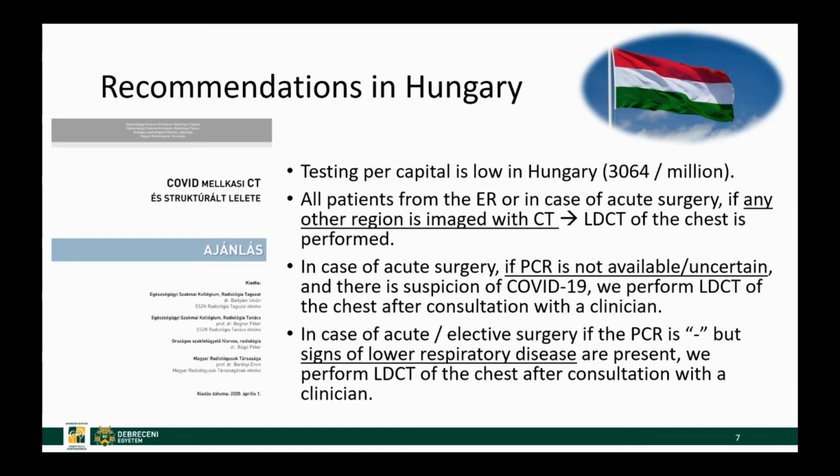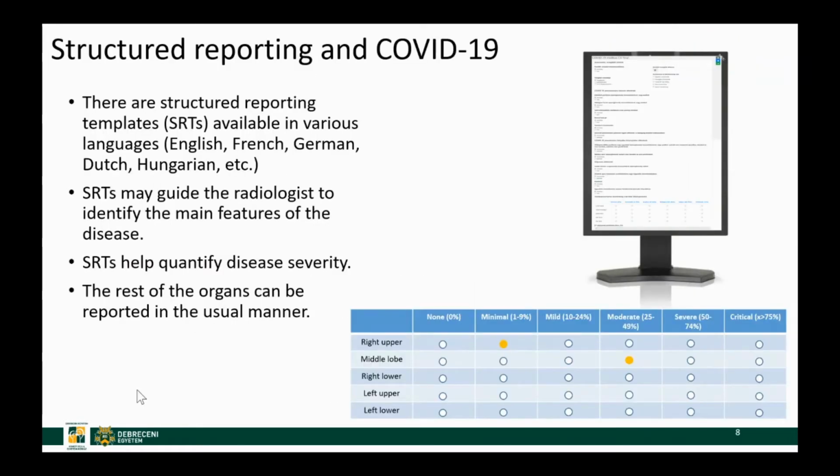high, then we will consult with the clinician, and if he or she wants it, then we will perform low-dose CT of the chest. In case of acute or elective surgery and a negative PCR, but if the patient shows signs of lower respiratory disease, then we will perform the low-dose CT of the chest if, again, the clinician wants it. In case you need to report a CT of a patient who is suspected of having COVID-19 pneumonia, structured reporting templates might be helpful to you.